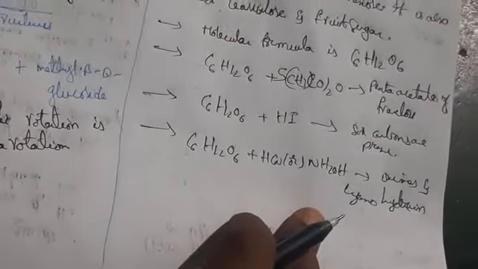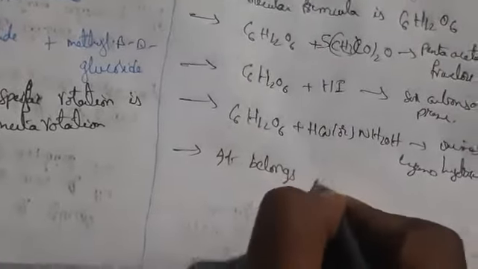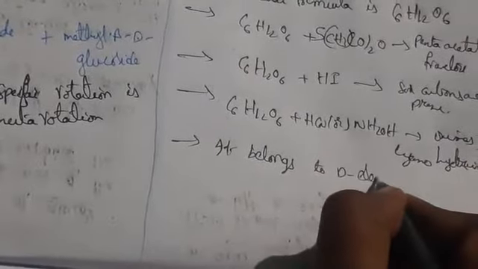It belongs to the D series and is a levorotatory compound, so we can write it as D(-) fructose. It exists in 2 cyclic forms by addition of the OH at C5 to the C=O group. This forms a 5-member ring, which is called furanose.